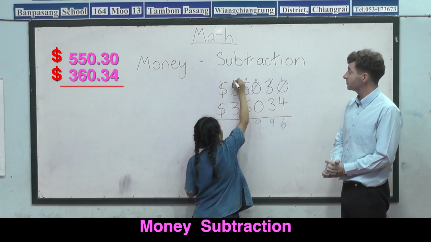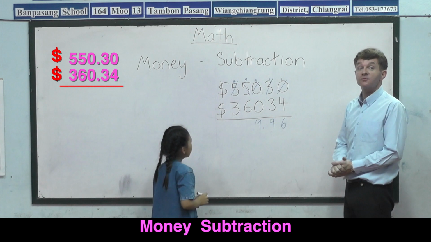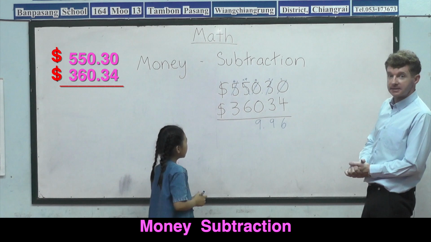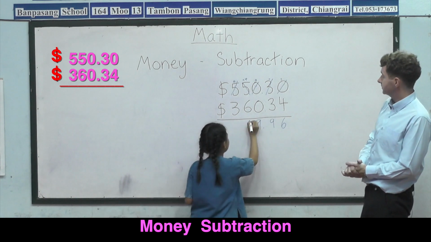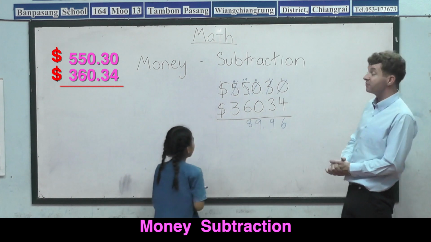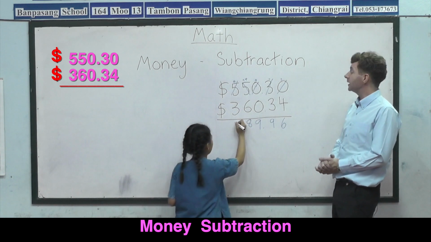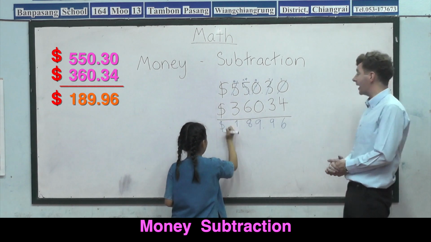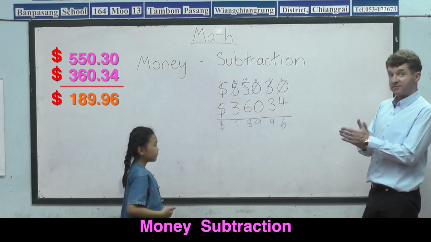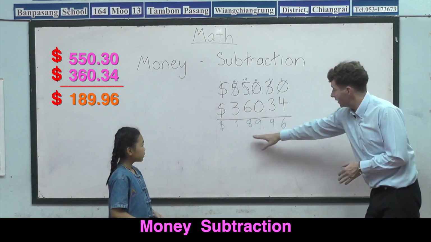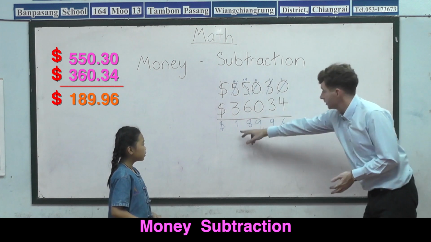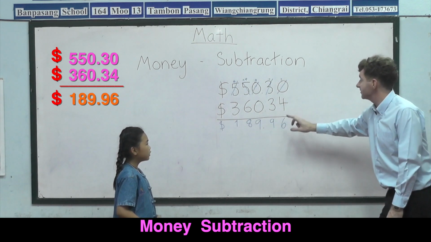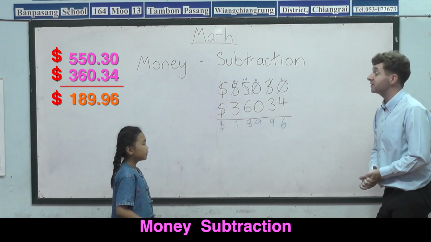So 5 becomes 4, 4 becomes 14. So 14 minus 6 equals 8. Excellent. And 4 minus 3 equals 1. And then we write our currency in dollars. Excellent, Nadia. So after we finished our equation, how much money do we have left? $89.96. Nadia, that was excellent.